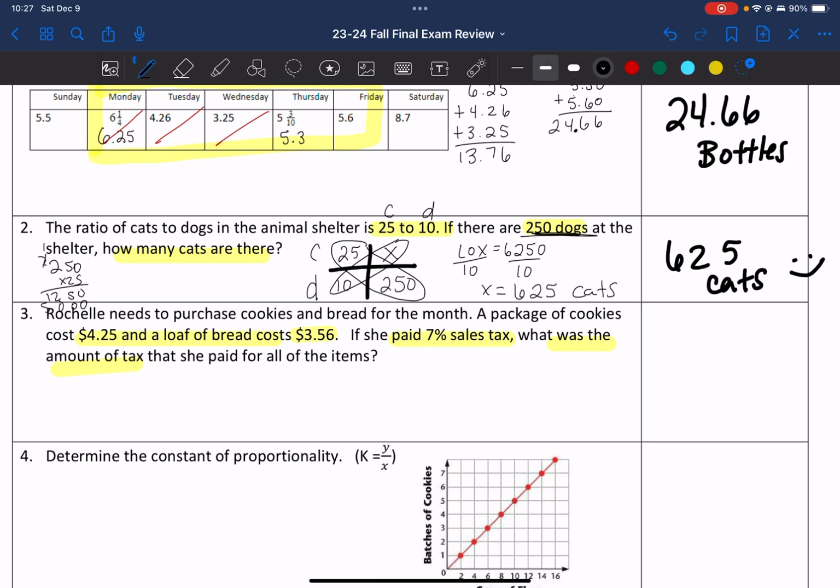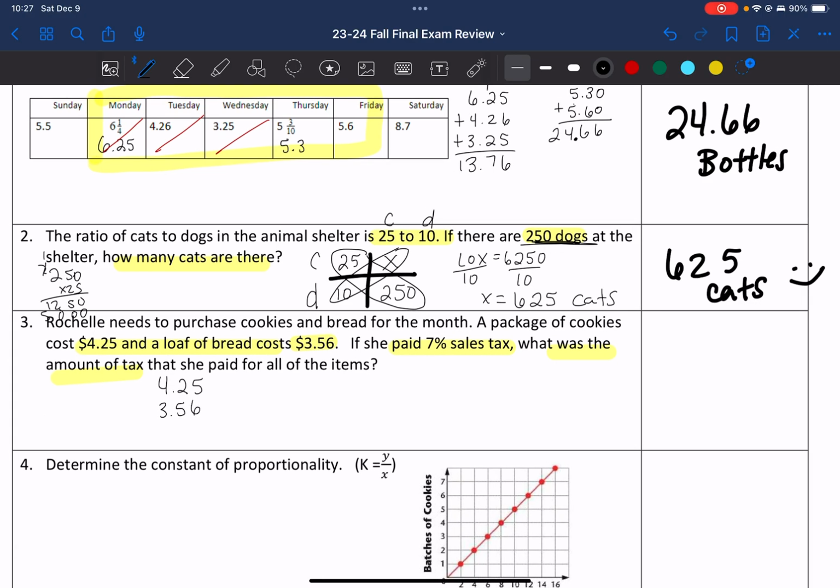So here, what I want to do first is I want to add up the two things that she bought, which is going to be $4.25 plus $3.56. That's going to be 11 here, 5, 6, 7, 8, 4, 5, 6, 7, $7.81. Okay, that's how much she spent. So now I'm going to take that amount, the subtotal, and I'm going to multiply it by the decimal of 7%, which is going to be 0.07. Because remember, what we do is we take that decimal and move it over twice, add a 0 there.